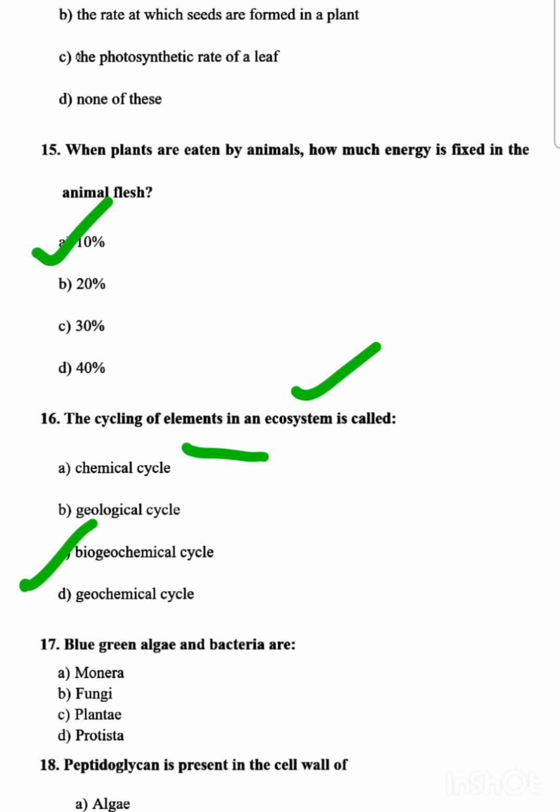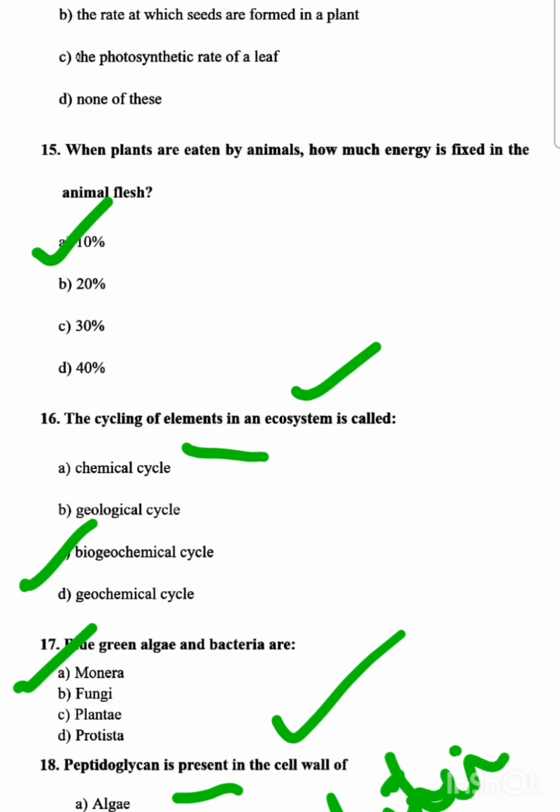Blue-green algae and bacteria are placed under the Monera. Then peptidoglycan is present in the cell wall of bacteria, in the case of fungi it is chitin, and in the case of algae it is cellulose.